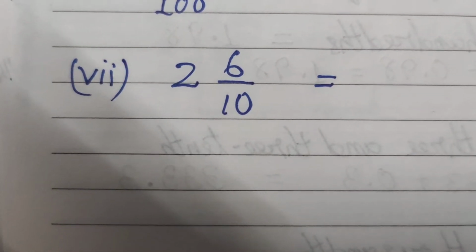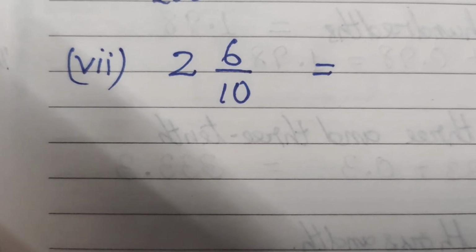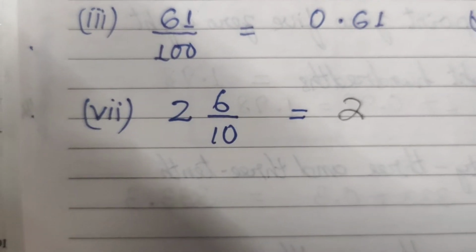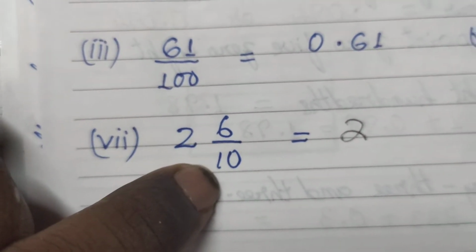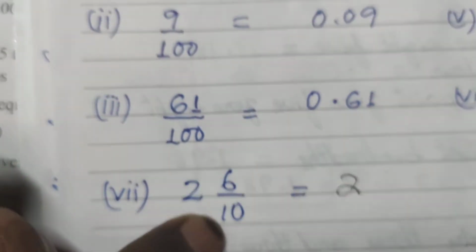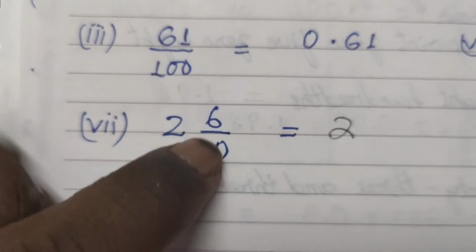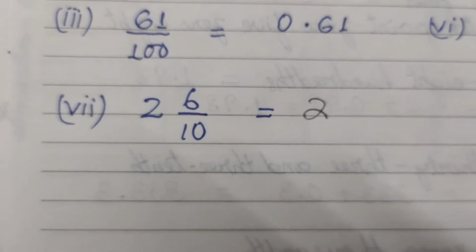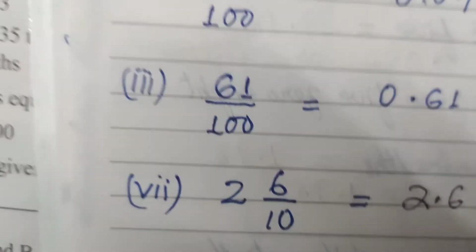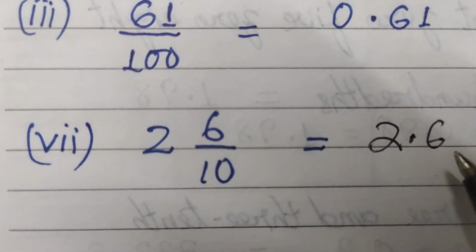Now the next question is 2 and 6 by 10. It's a mixed fraction, right? So 2 is the whole number. So I will write the decimal in which the whole number also will be 2. Here I wrote the whole number 2. Now you have this 6 by 10. How to write 6 by 10? Remember how we wrote 7 by 10? It was 0.7. So for 6 by 10 it will be 0.6. So 2 and 0.6 will be 2.6.